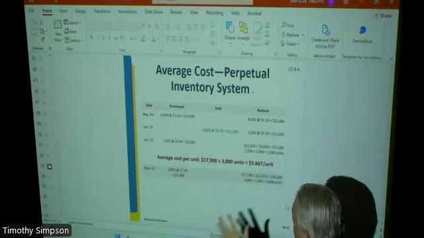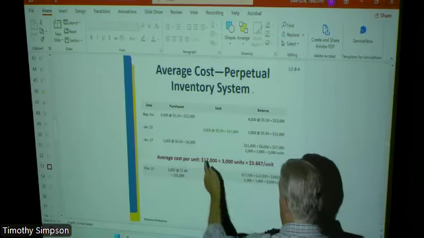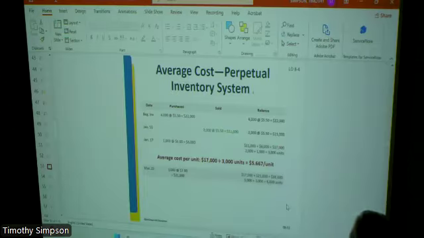So what are we doing? We're going to take dollars divided by units. So 17,000 divided by 3,000 is 567 per unit, rounded. So that becomes the new unit cost as we go forward. And this is really the advantage of the perpetual system, is the idea that everything updates in real time.